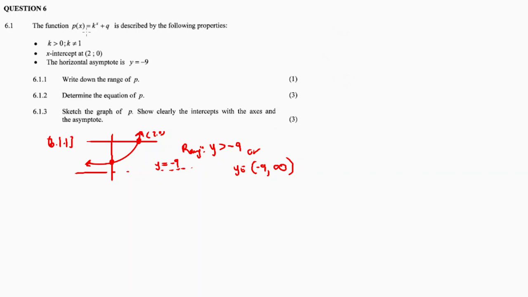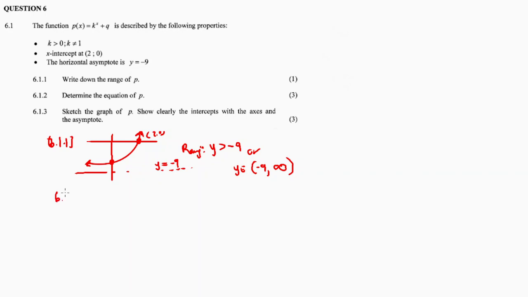So next time you have an exponential function with all the values given in the equation, you know how to find your range. Your range has something to do with the horizontal asymptote, which is given by q.